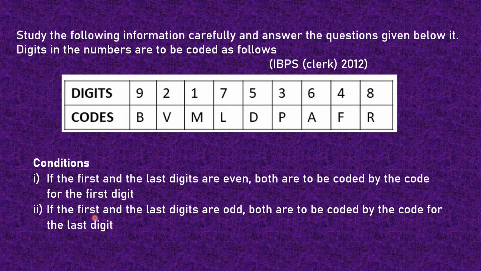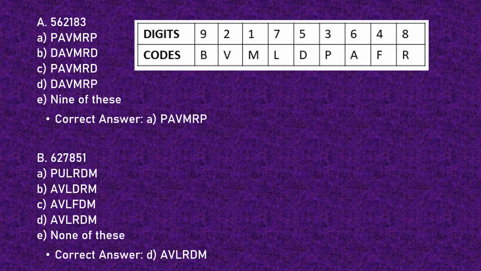The second condition is if the first and the last digits are odd. That means if the first digit is say 1 and the last digit is, let us say, 5. We know that these are odd numbers. Then both are to be coded by the code for the last digit. That means we will use the code D for 1 as well as 5. So we'll understand this in a better way when we discuss the question. So let us see the first part of the question.